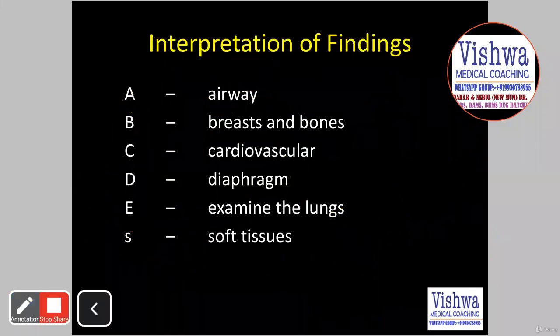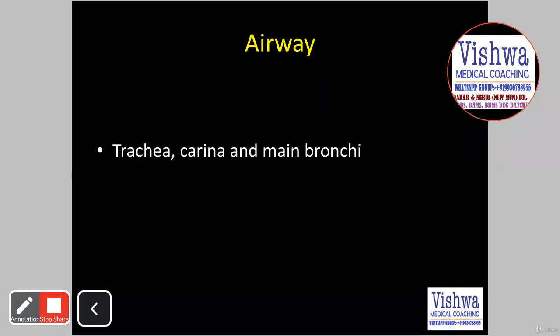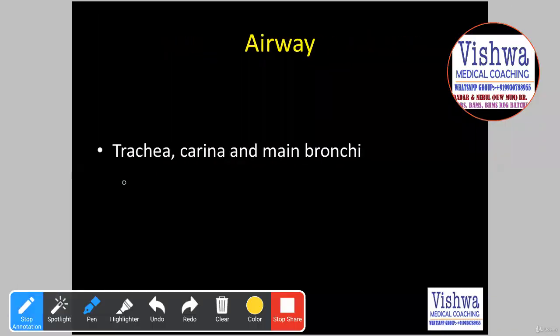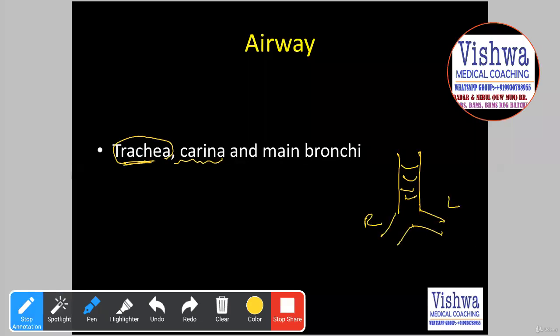Right. Now let's go to what exactly A is. A stands for airway. So what exactly do we see in the airway? This is the trachea. This is the carina. Remember what the carina is? This is the trachea, and we have the right bronchus and the left bronchus. The angle is called the carinal angle. I can also say the main bronchi. So this is about the airway: we see the trachea, right and left bronchus, and the carinal angle.